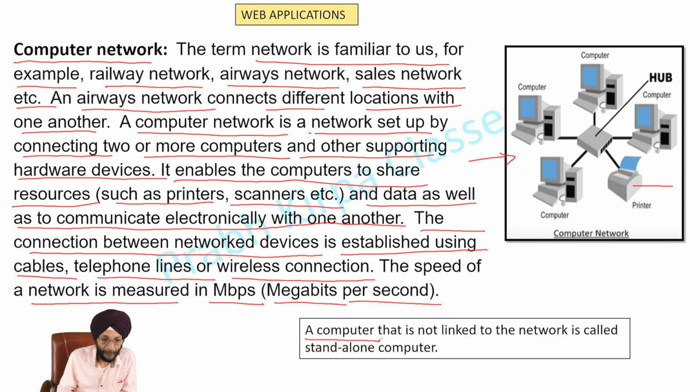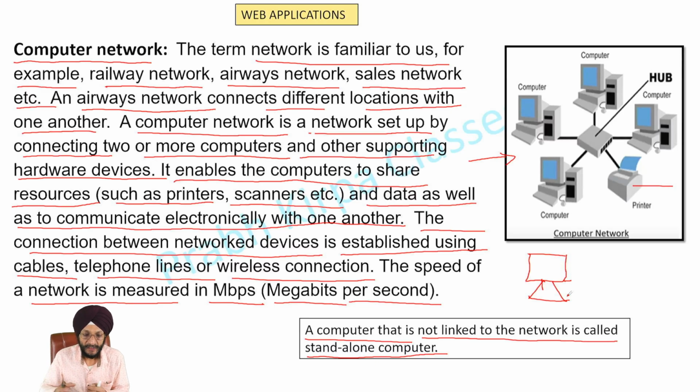Then a computer that is not linked to the network is called a standalone computer. It means that suppose this is a computer and it is not connected to any other computer and it is working alone, then it will be called a standalone computer, which is not connected to any other computer or computer network.